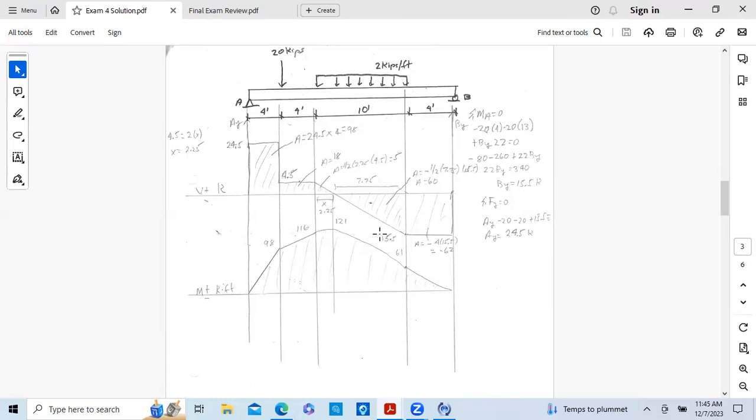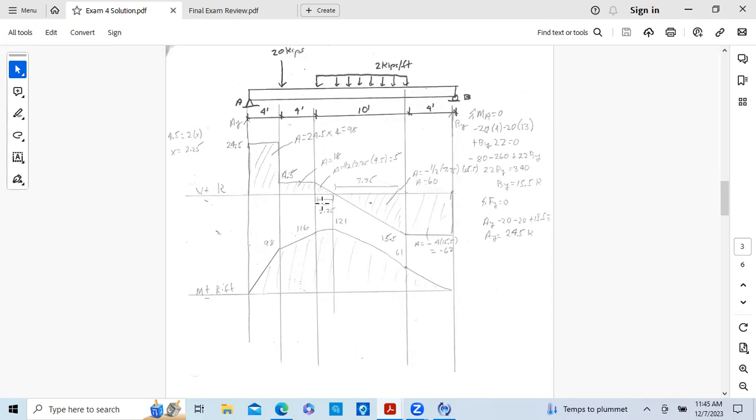Again, we're going to do the same thing. We cross the line for shear, where the shear line here crosses this. Shear is 0, and where shear is 0, that's going to be the maximum moment. Okay. And so we just do areas, and we need to find this distance again.